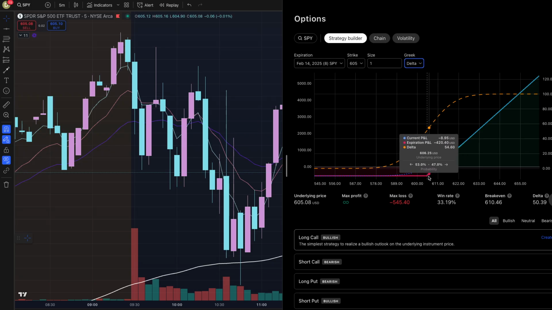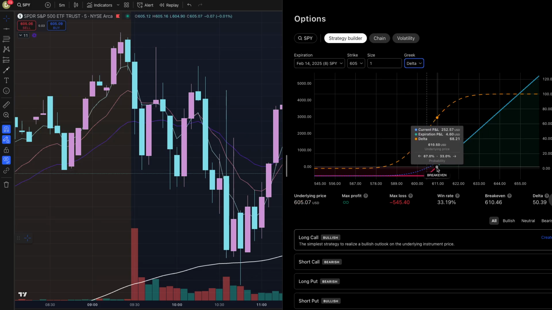So your break-even price is 610.46, which means anything between here and there is going to give you a partial loss. If SPY closes on February 14th at 607, the option you paid $5.45 for is now only worth $2, with the underlying asset being worth it. If we close at 607, you can see I go to underlying at 607, and your expiration P&L will be minus $345, because you'll have the $2 of the underlying price. So that's what you read here.